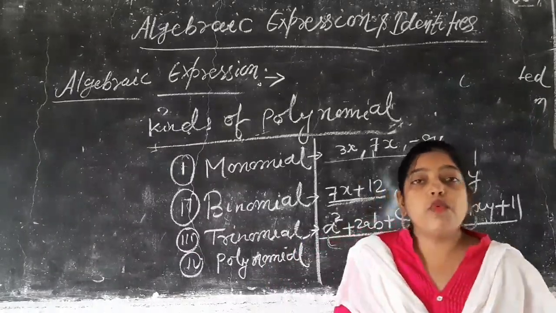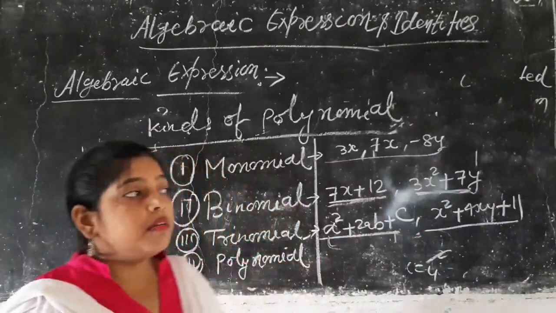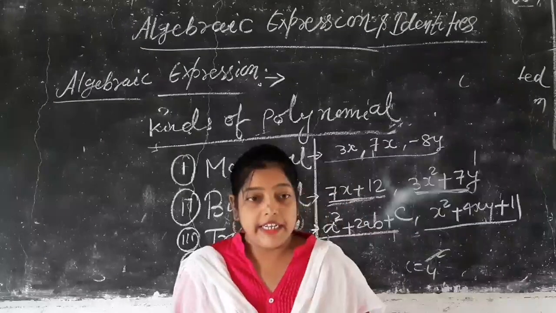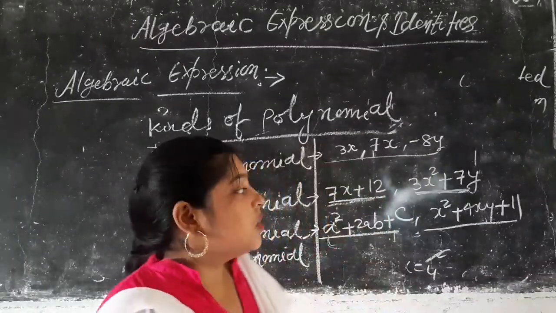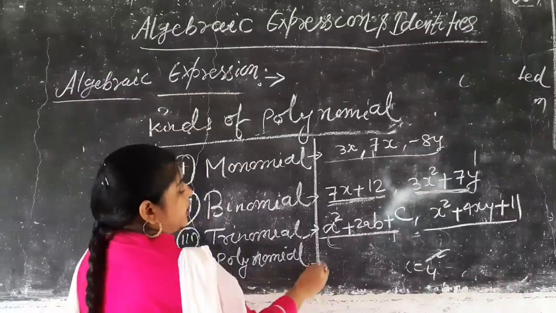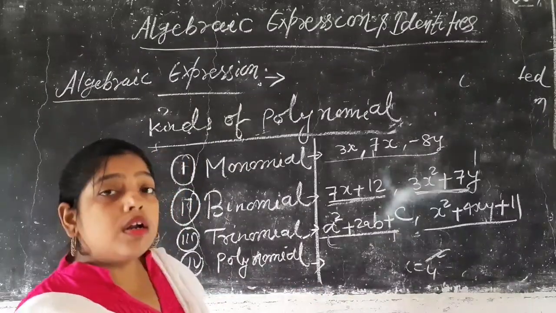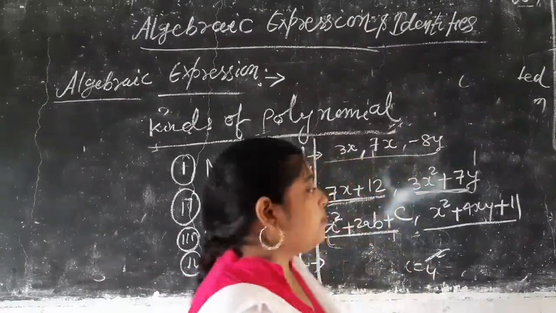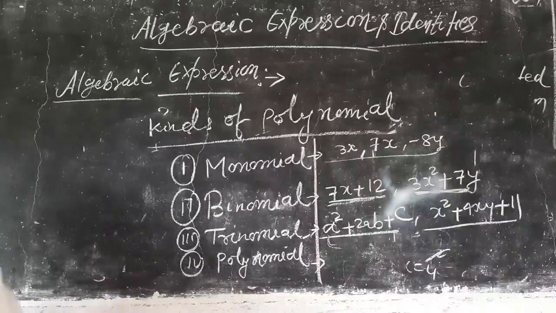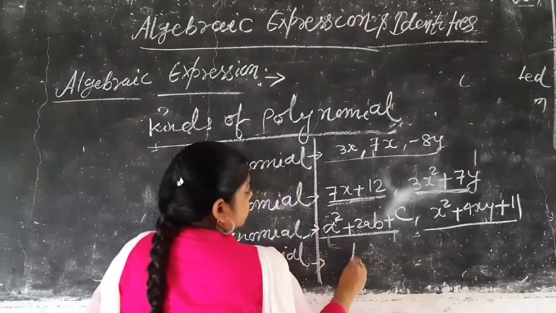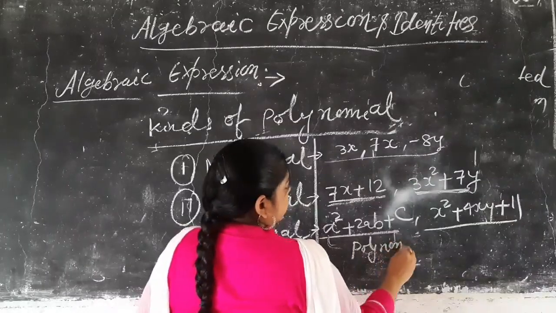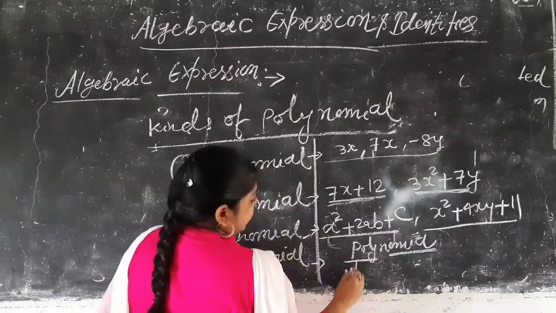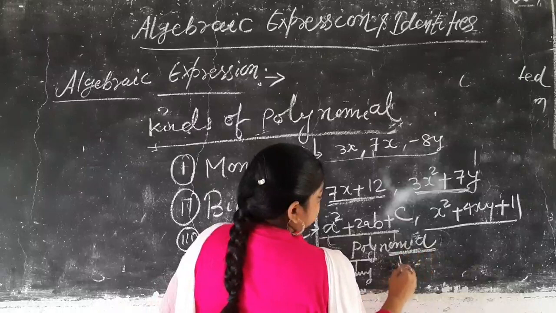And the last thing is, what is a polynomial? Poly means many and nomial means terms. So if an expression contains one or more terms, that is called a polynomial.